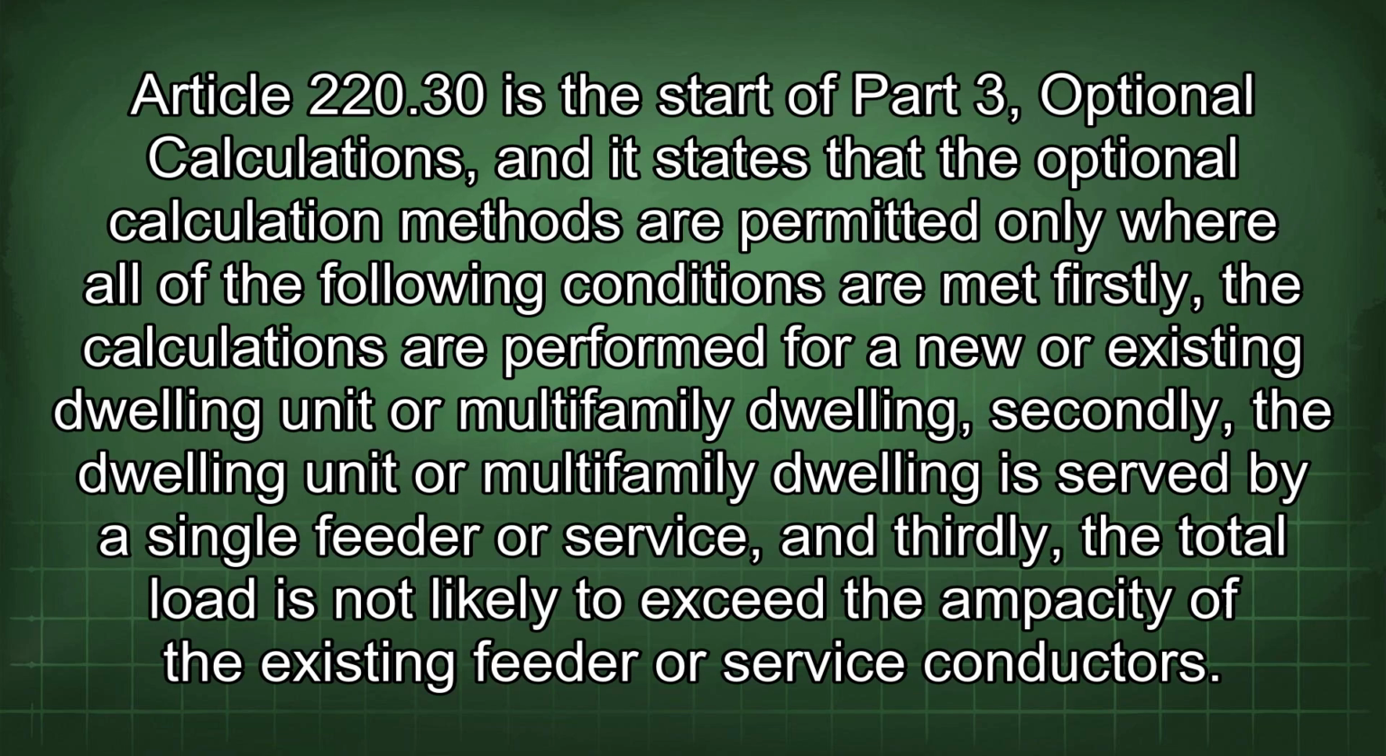Article 220.30 is the start of Part 3, Optional Calculations, and it states that the optional calculation methods are permitted only where all of the following conditions are met. Firstly, the calculations are performed for a new or existing dwelling unit or multifamily dwelling. Secondly, the dwelling unit or multifamily dwelling is served by a single feeder or service. And thirdly, the total load is not likely to exceed the ampacity of the existing feeder or service conductors.